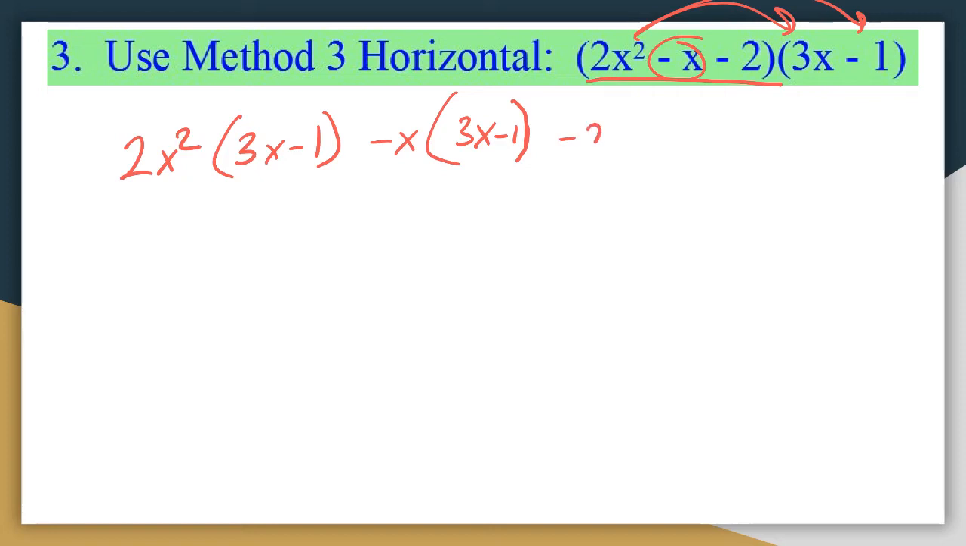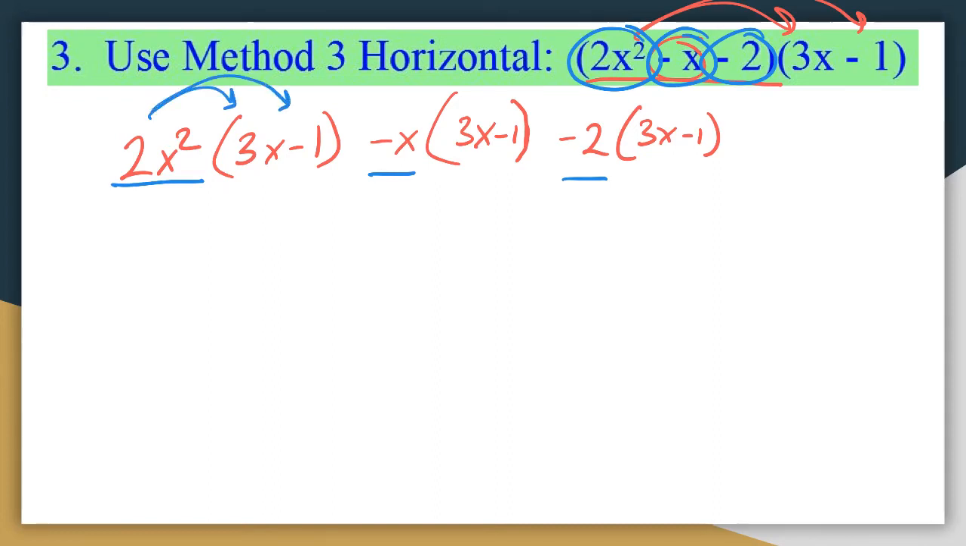Then minus 2 times 3x minus 1. So this is the broken up polynomial where 2x squared is here, negative x is here, and negative 2 is here. And it's horizontal because this entire process is now laid out horizontally. To solve this, you multiply the monomials out front. Don't forget that negative x and negative 2 need to be multiplied.